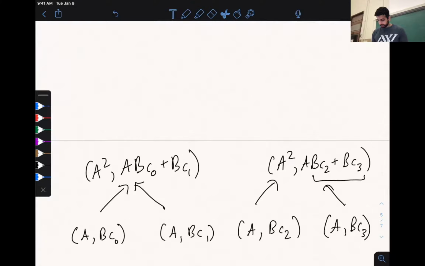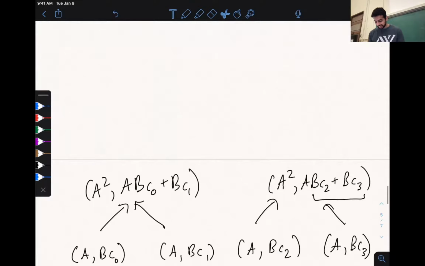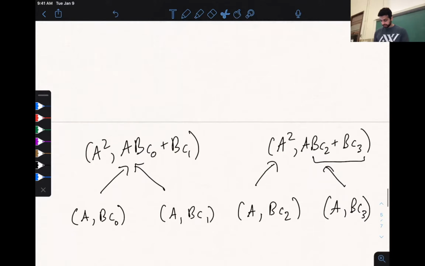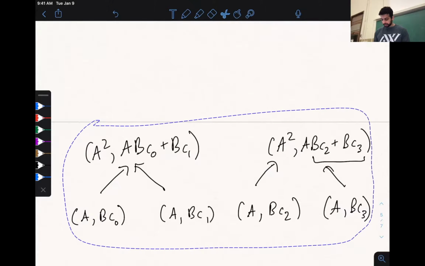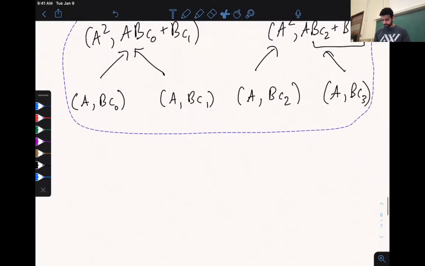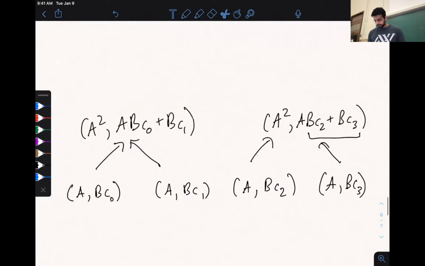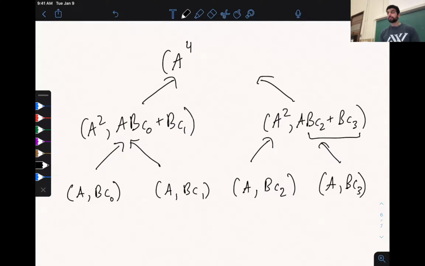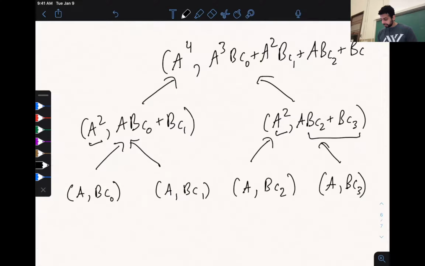oops, just trying to get some more space. All right, this is going to be split into 2 pages. Actually, maybe I'll just move this down a bit so I can write the final layer here. The new page. All right. So now let's do the second level of the tree, where the first element here will be A to the 4th, right? We're just going to multiply these two things together. And the second one is going to be A cubed B C0 plus A squared B C1 plus A B C2 plus B C3.